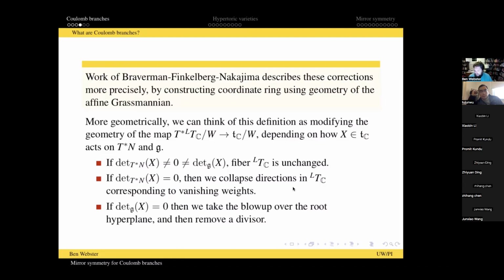All right. And unfortunately, the way they do this is a little bit implicit. It involves the geometry of the affine Grassmannian. And it's a beautiful picture if you know this yoga of geometric representation theory. It's an interesting analog of the Springer resolution.